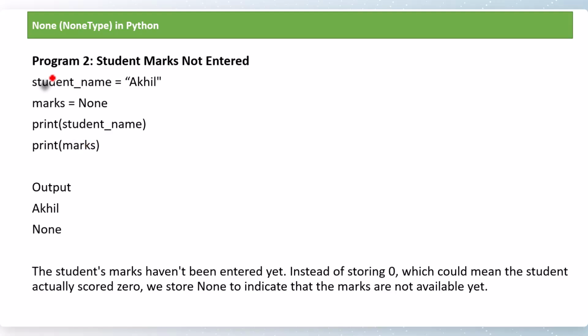Consider another example program, student marks not entered. The student name is Akhil, marks equal to None, not entered. If you print student name, you will get Akhil. If you print marks, it will print None. Here the student marks have not been entered yet. Instead of storing the marks as 0, or marks as an empty string, no. In this case, you can assign marks equal to None. This is the correct way because it indicates that marks are not available yet.